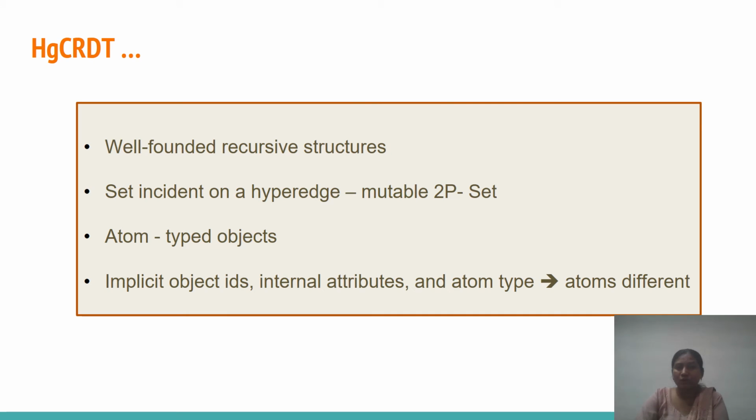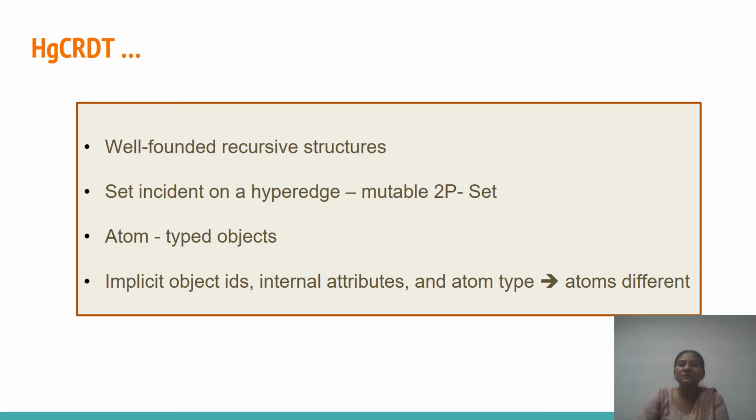The novelty of our work lies in the treatment of the well-founded recursive hypergraphical structures. Another novelty is that the set incident on a hyperedge is itself a mutable 2P set. Hyperedges involve object references to store the set rather than the complete hyperedge itself. Consequently, hyperedges are mutable as we may add and remove atoms incident on the hyperedges. The use of 2P sets allows deletion of an atom from a set. However, since the atoms are implemented as typed objects having their implicit identity, the atoms persist across such modifications.